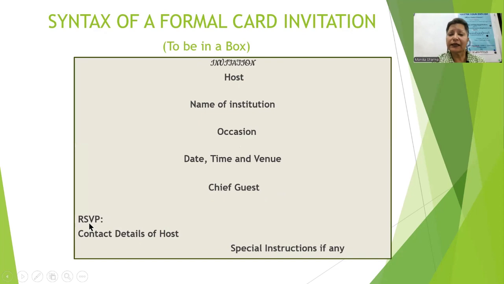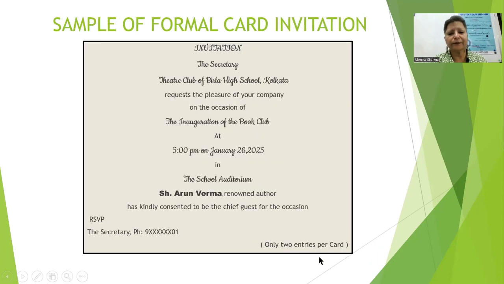RSVP is a French abbreviation which basically says that if you have any query or you want to get back to the host, the contact details are there. And special instructions, like if you want the guest to follow a certain dress code, you want the mobiles to be switched off, or you want the card to give entry only to two people. Those kinds of special instructions are mentioned at the bottom, right? So here it says only two entries per card, and RSVP.